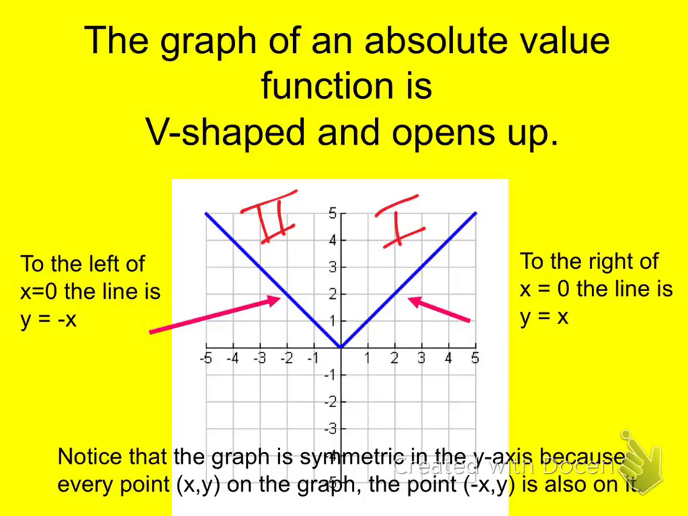Remember coordinate algebra? Well, here it is again, an absolute value function. Every point in quadrant 1, that is, anything with a positive x and a positive y on the graph, has a matching point in the second quadrant. That is, a corresponding -x and y.